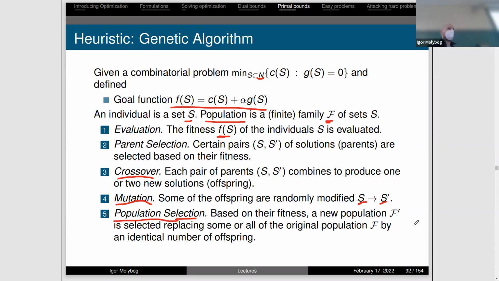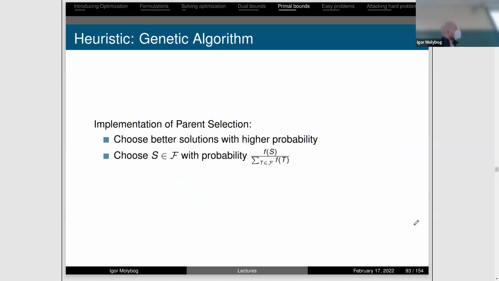Any question regarding the overall procedure before we dive deeper into what exactly is the example? No? Okay.